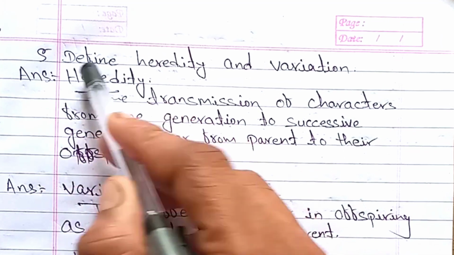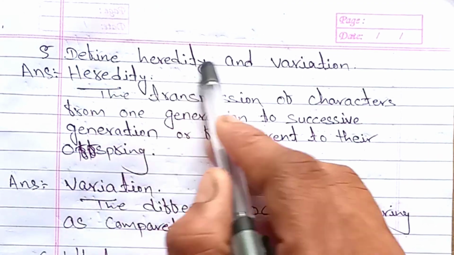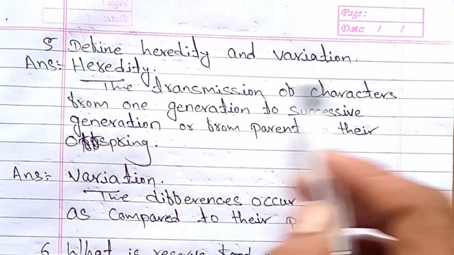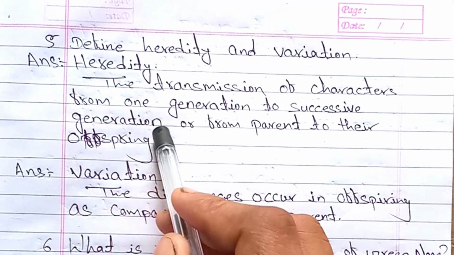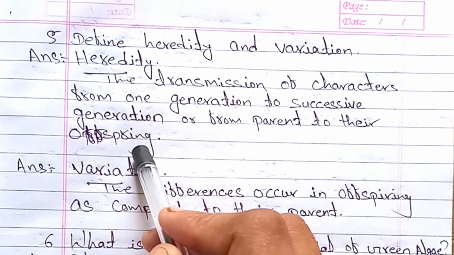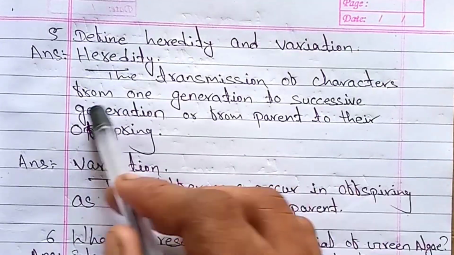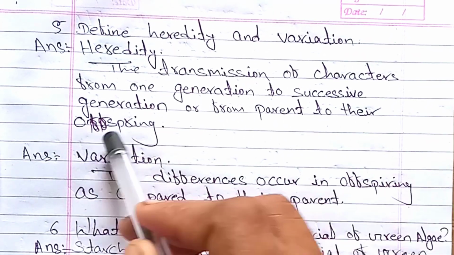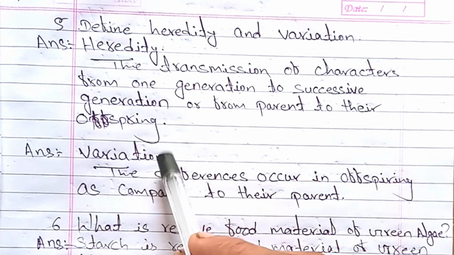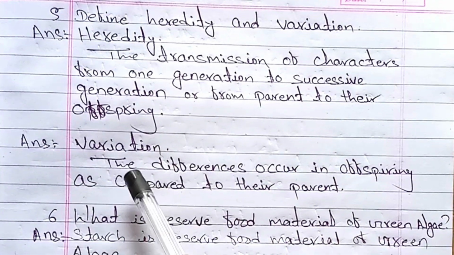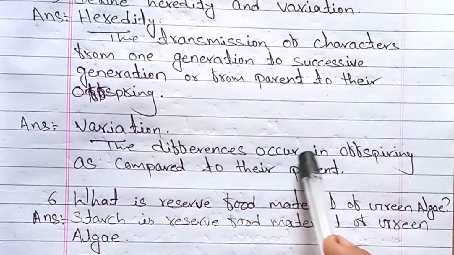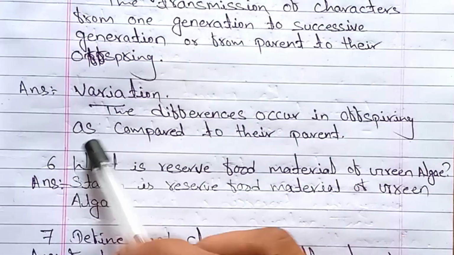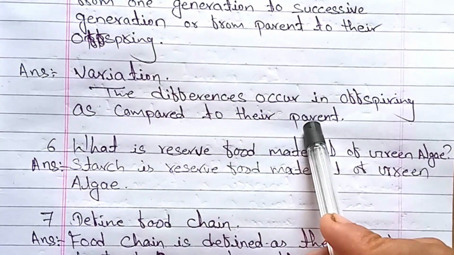Question number 5. Define heredity and variation. So answer, heredity: the transmission of character from one generation to the successive generation, or from parent to their offspring. Variation: the difference that occurs in offspring as compared to their parent.